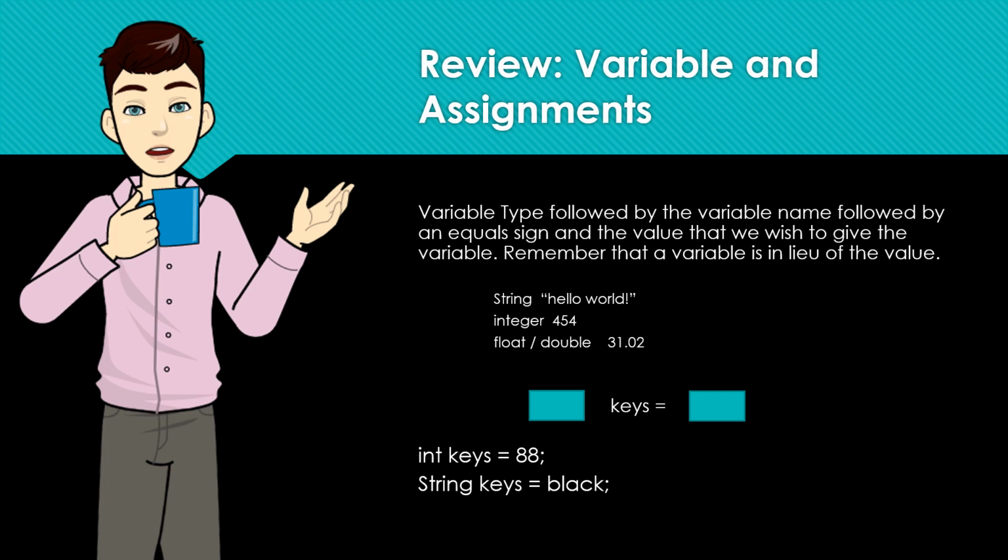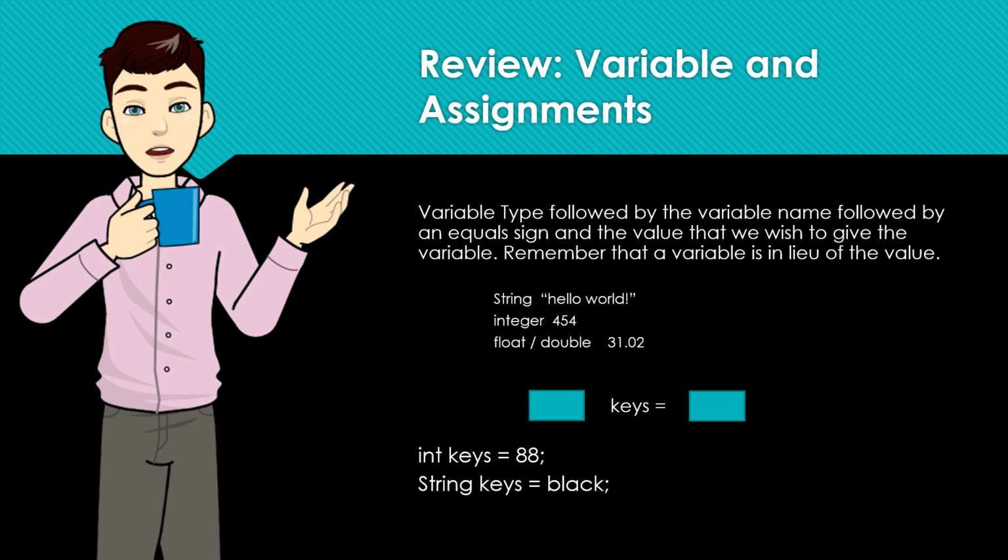So let's take the variable keys. Keys of a piano. We know that a piano has 88 keys, and we know that the keys can be black and white. So we can give the variable keys a numerical value or a string value. If we give a numerical value, then we have to give the variable a type of integer or float, or double. If we give the character value such as black or white, then we have to give the variable a type of string, and this is string with a capital S.